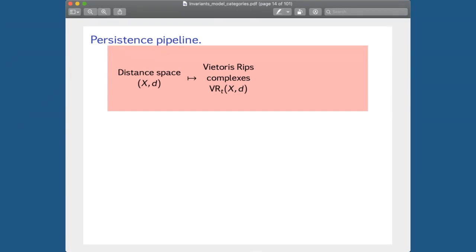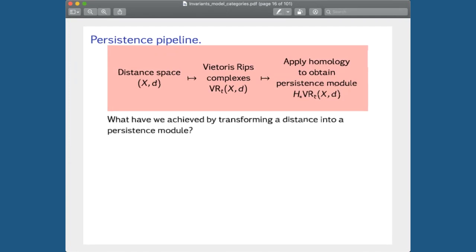We do that in order to be able to apply homology to obtain the so-called persistent module. We take homology of each of these Vietoris-Rips complexes and obtain a vector space. So what have we achieved by transforming a distance input into a persistent module? What we have achieved is simplicity.